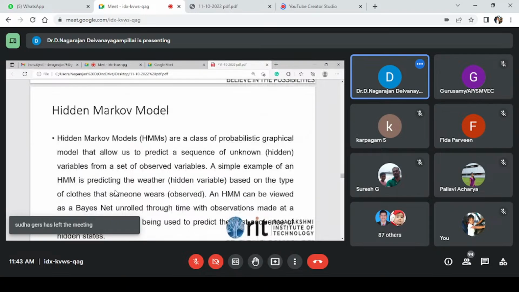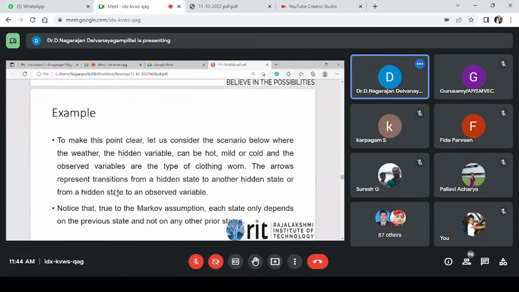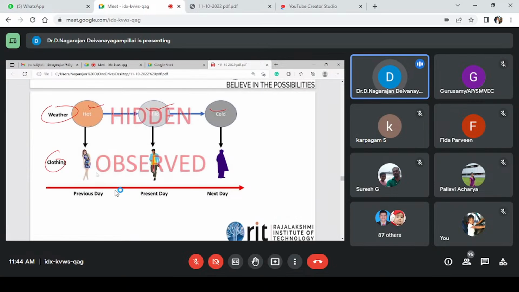To make this point clear, let's consider the scenario of the weather, where the hidden variables can be hot, mild, or cold, and the observed variable is the type of clothing worn. There are transitions from one hidden state to another, and from the hidden states to an observed variable. Notice the two Markov assumptions: each state depends only on the previous state and not on any other earlier states. So just like this, the cases are hot, mild, and cold. Weather depends upon the weather. Then the observation is clothing, just like this, for the previous day, present day, and next day.